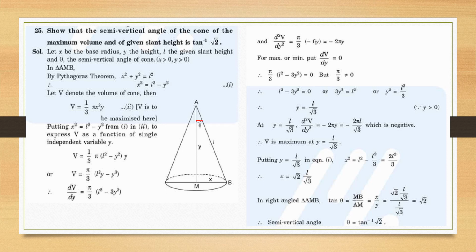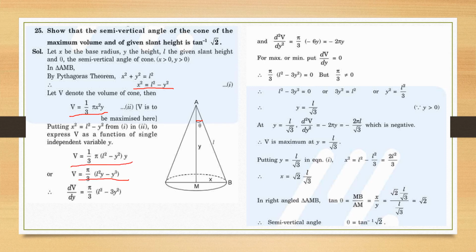Using Pythagoras theorem, x square plus y square equal to l square, so x square is l square minus y square. Volume is 1 by 3 pi x square y. Since x square is l square minus y square, I'll use it here. So volume is this, open this.